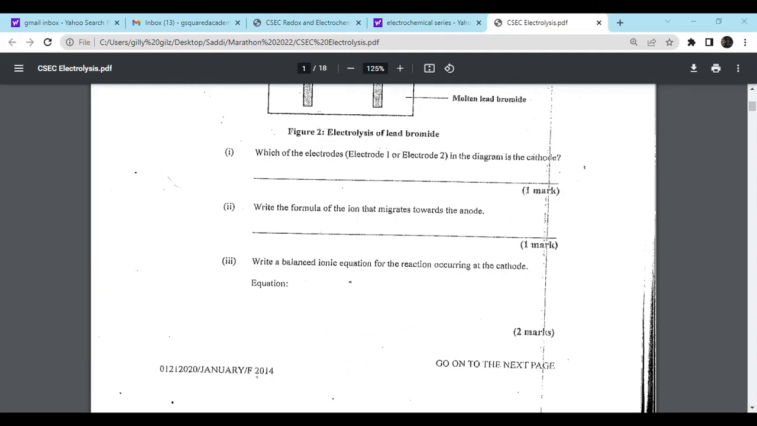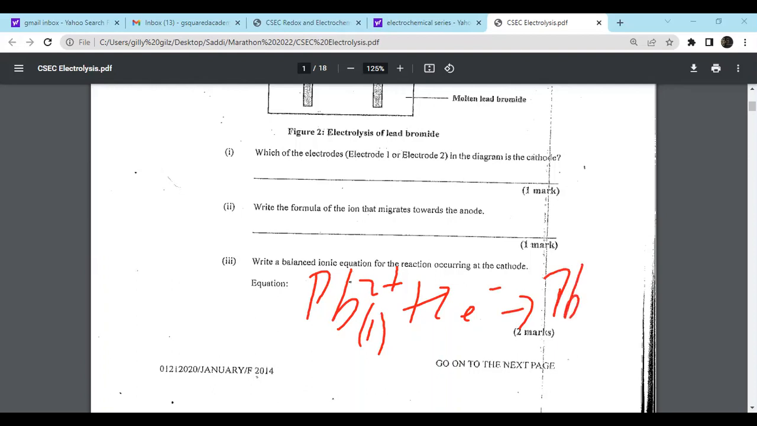Next thing, it says write a balanced ionic equation for the reaction occurring at the cathode. Lead would go to the cathode, so therefore lead would gain 2 electrons. Pb 2 plus plus 2 electrons, and this is liquid now, to produce Pb solid.